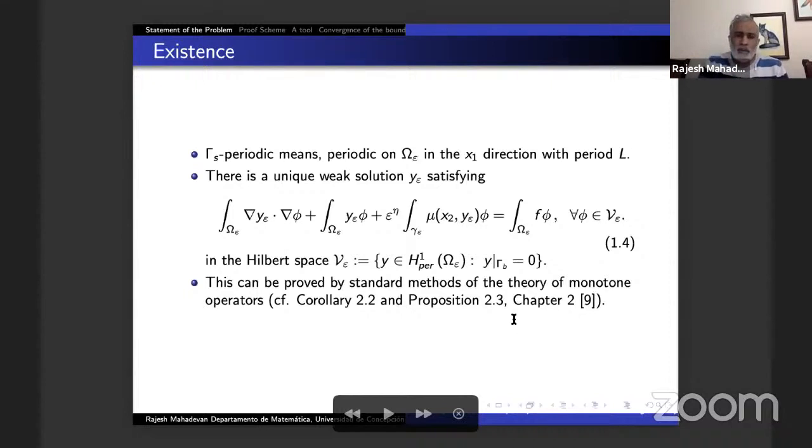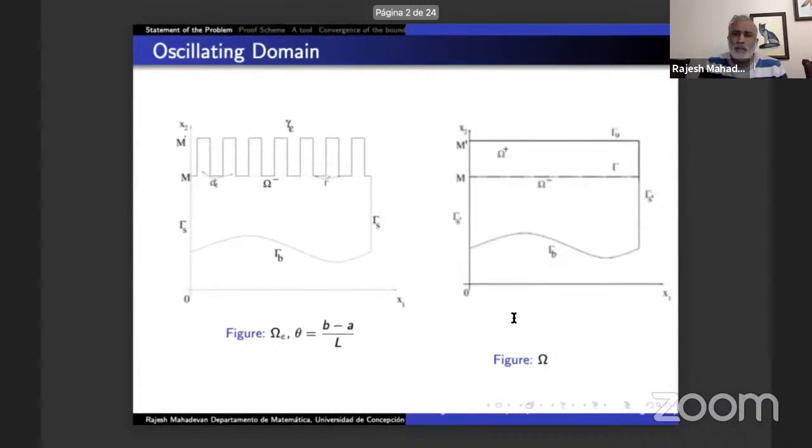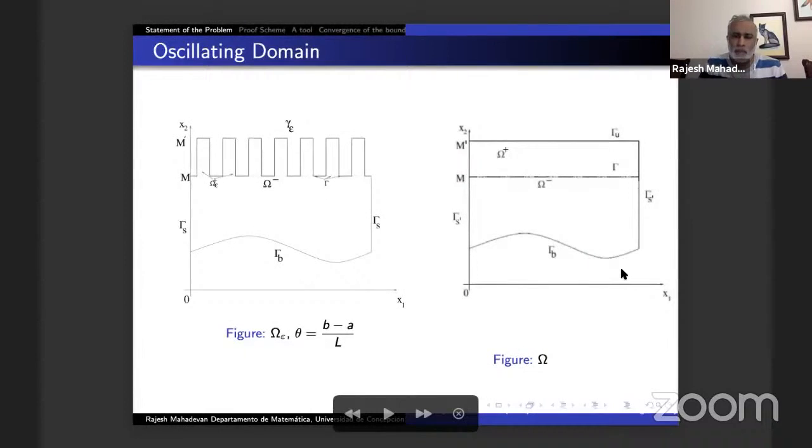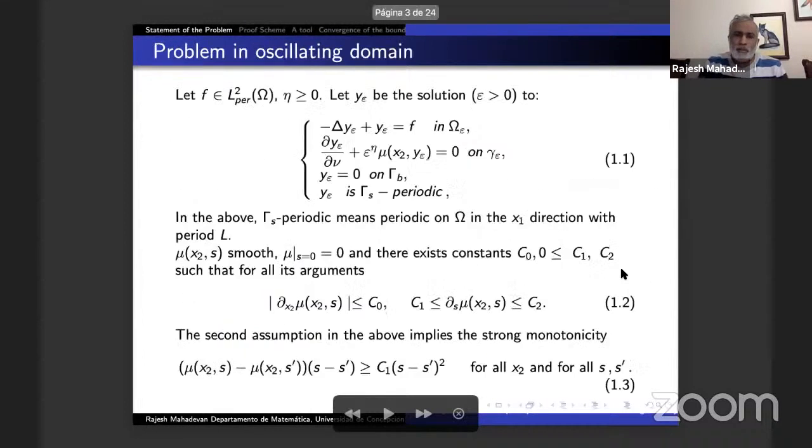So what are we interested in? We are not really interested in the existence of solution, but rather in what happens as epsilon goes to 0 of the solutions, the asymptotic behavior, and we expect to obtain a limit problem in this limiting domain omega. And what is the main result?